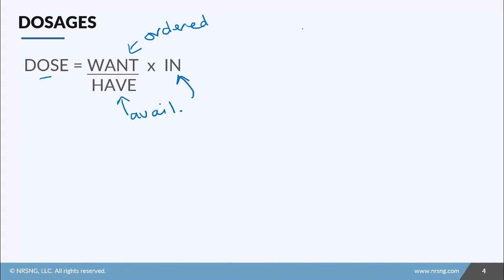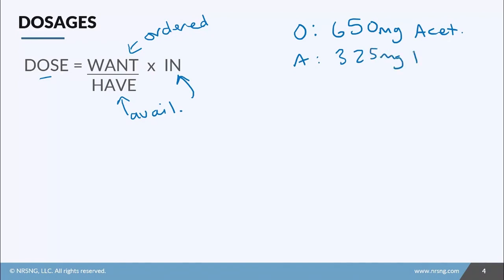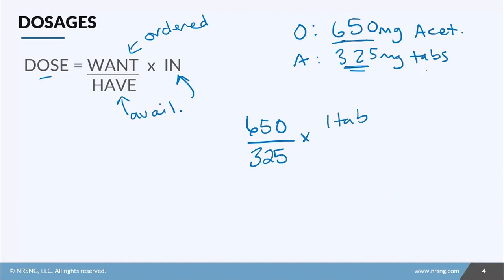So here's an example. The provider order is 650 milligrams of acetaminophen, and you have available 325 milligram tabs. So how many tabs will we give? So the dose equals what we want, which is what's ordered, so 650, over what we have, which is 325, times what it's in. Well, what is that 325 milligrams in? 1 tab. Okay? So 650 milligrams over 325 milligrams times 1 tab.